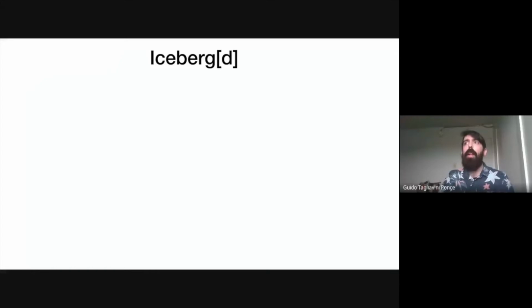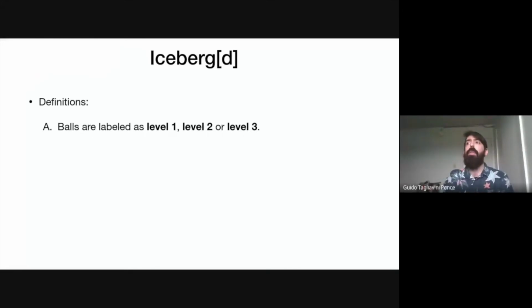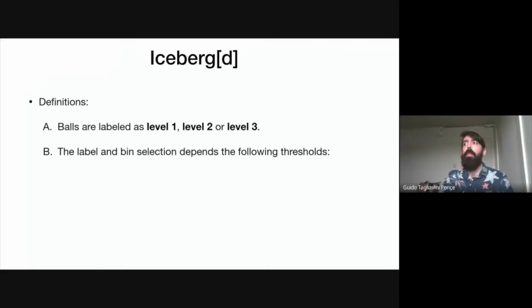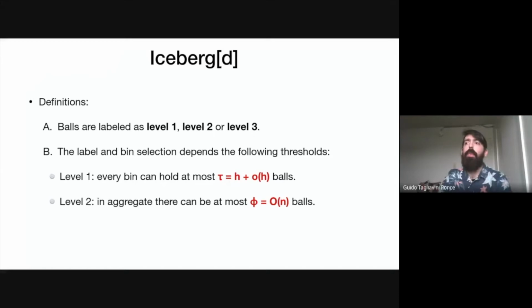Okay, so let me describe exactly what Iceberg D is. Let me introduce a couple of definitions. We're going to label balls as level 1, level 2, or level 3. And the label and the bin selection will depend on some thresholds. At level 1, every bin will hold at most tau balls, where tau is h plus little o of h. At level 2, in aggregate there can be at most phi balls, where phi is O of n. And at level 3, there is no restriction. You can place as many balls as you want.